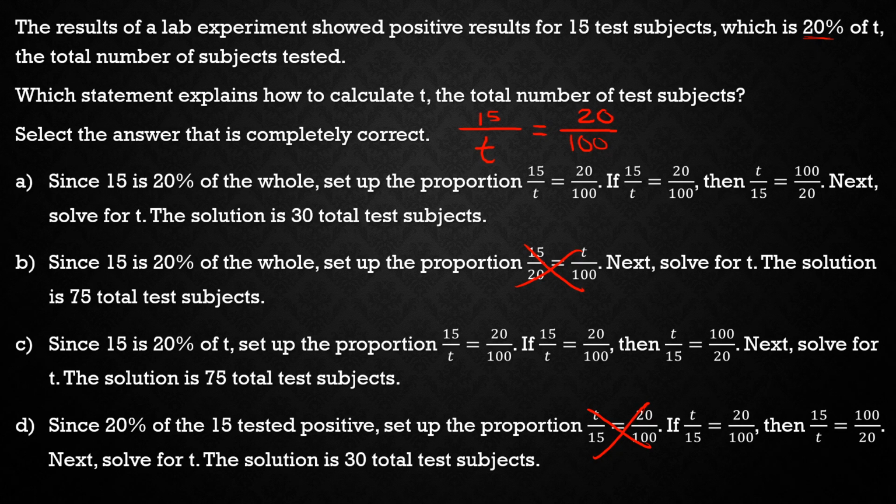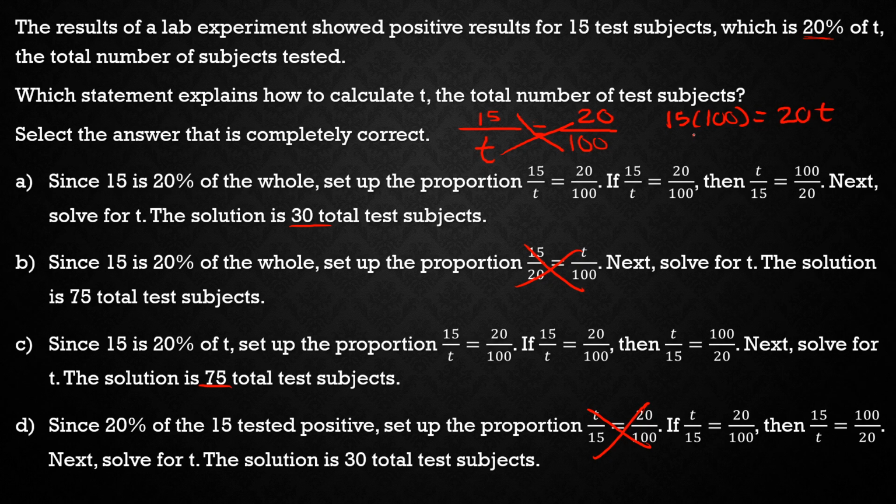Alright, so what we're going to do now is we are going to look at our two answer choices left, and we're going to see which one has the correct number for the total number of test subjects. Okay? So one of them says 30 and one says 75. Let's do our cross multiplication. So I'm going to do 15 times 100. Put my equal sign. Go the other direction. T times 20.